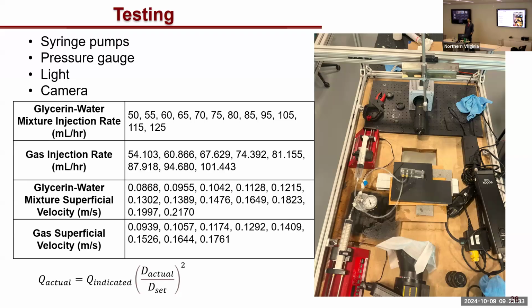The last 2 rows in this table show the superficial velocity of the 2 injections. So the superficial velocity is a lot more intuitive to look at when you're looking at pipe flow, since it shows you how quickly the fluid is moving through the pipe spatially rather than volumetrically. It takes into consideration the cross section of that flow.